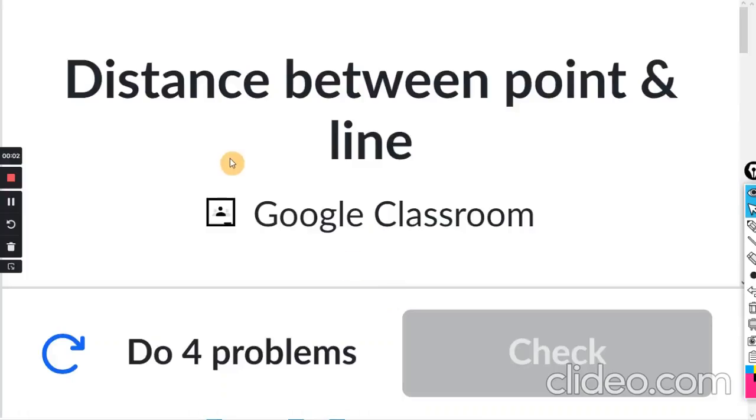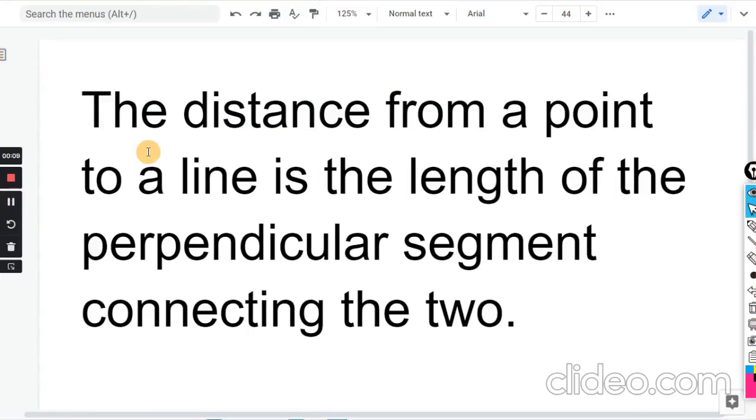This will be for the con exercise, distance between point and line. So just some notes real quick. The distance from a point to a line is the length of the perpendicular segment connecting the two. All right, so you'll see what I mean by that when we get to the problems.